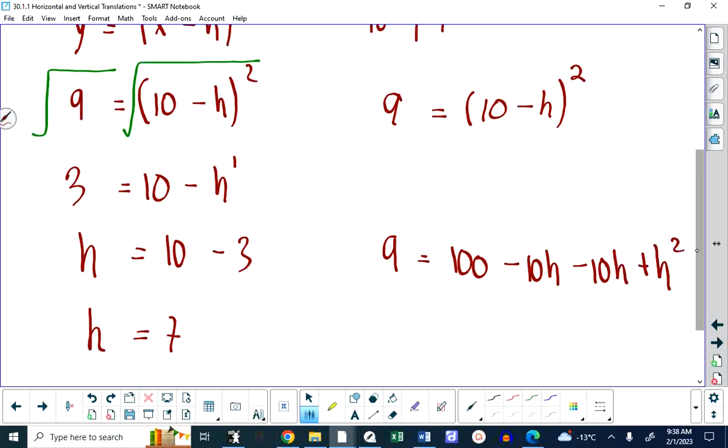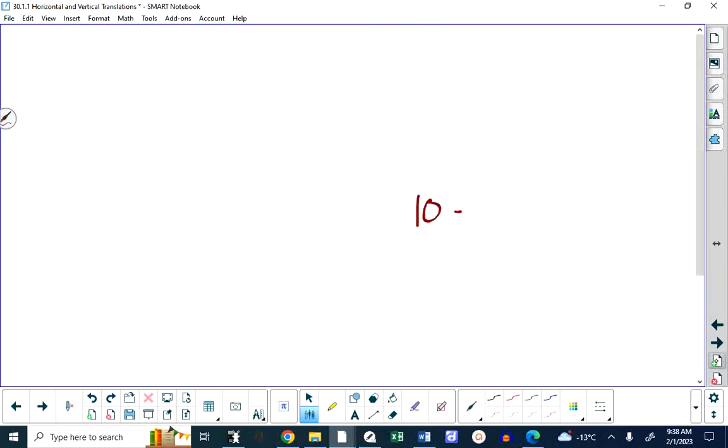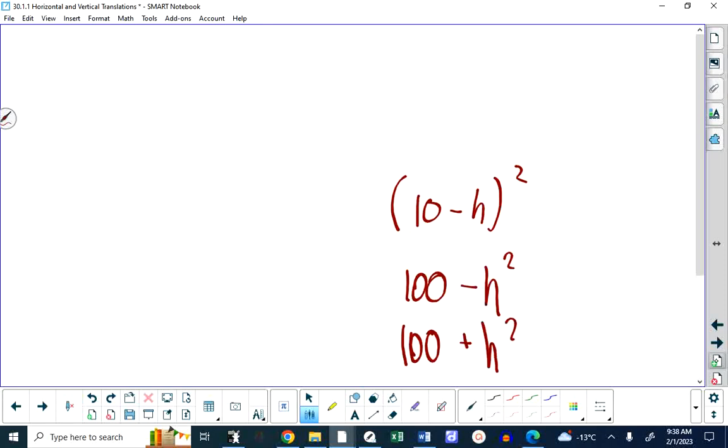So here's a first little tiny mini lesson. That's what you get when you square 10 minus h quantity squared. You do not get something like that or something like that. I kind of say jokingly, every time a student does this, a kitten dies. Okay? So stop doing that.